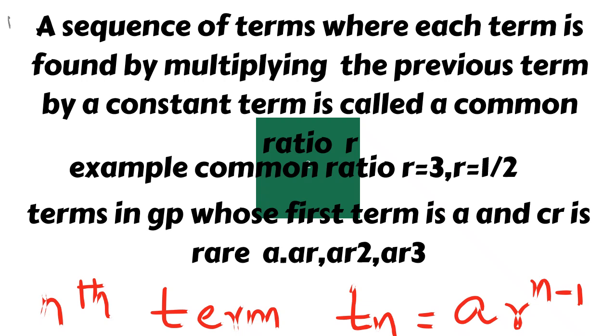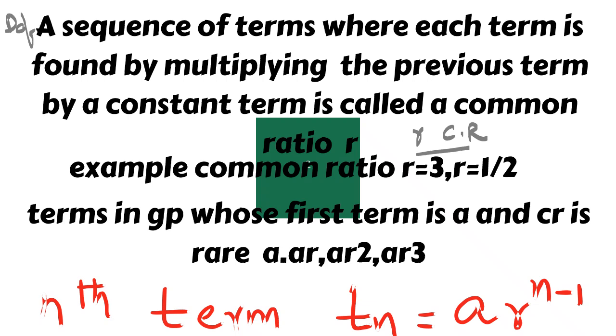terms where each term is found by multiplying the previous term by a constant term. So the previous term is always multiplied by some constant term. That constant term is called the common ratio, usually denoted by small r. Small r is the common ratio. This is the key term in GP.